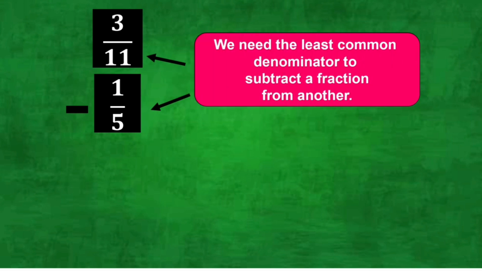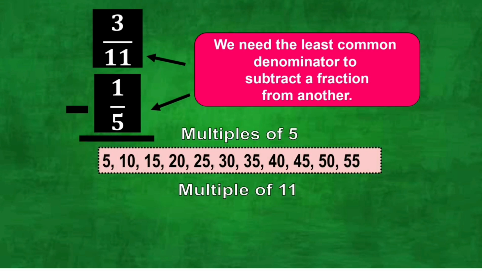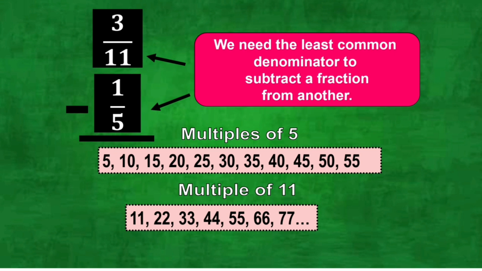For subtraction, let us have 3/11 minus 1/5. We need the least common denominator to subtract a fraction from another. Let us list the multiples of 5 and 11. Now the LCD of 3/11 and 1/5 is 55.